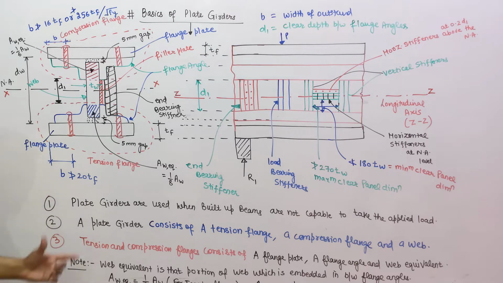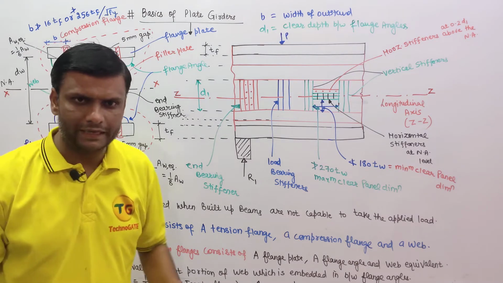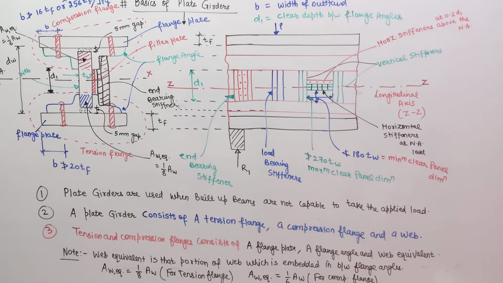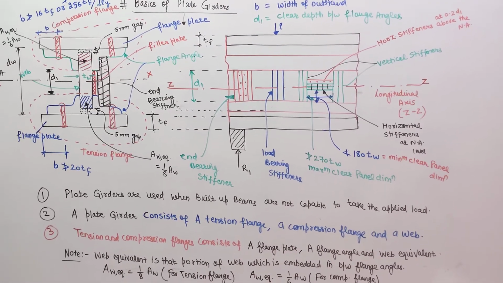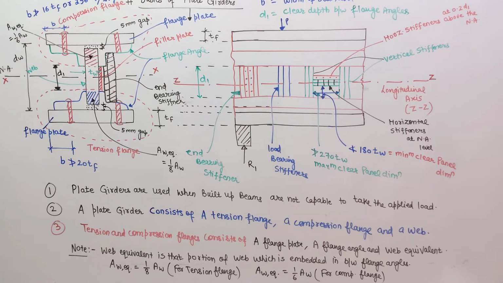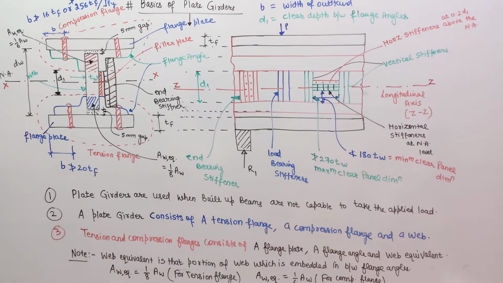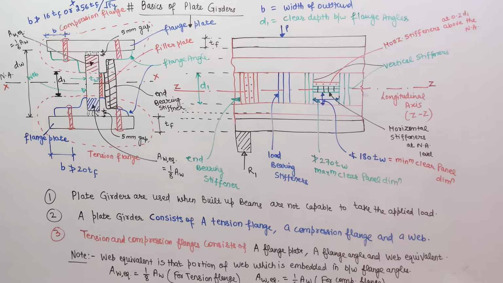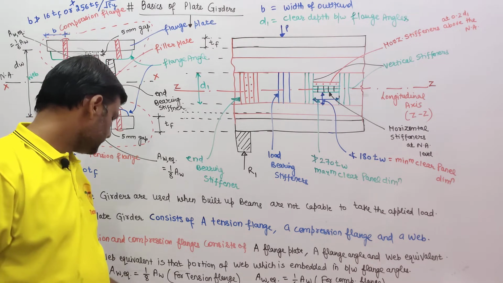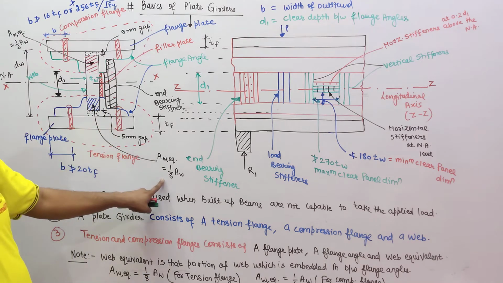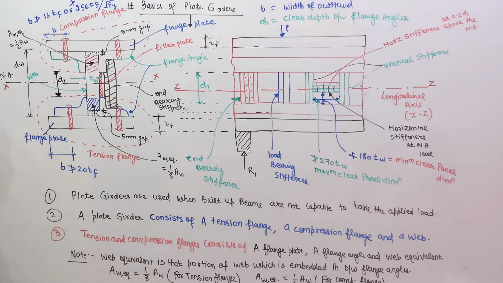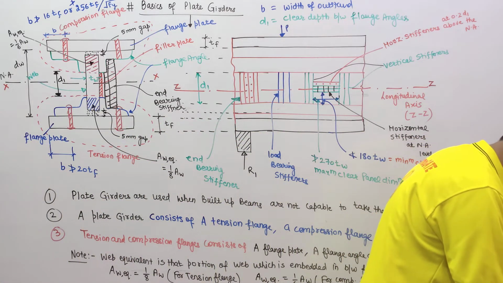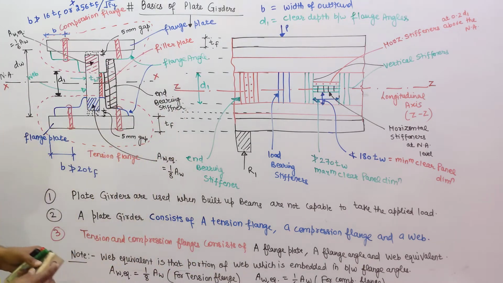So if I am concluding, plate girders are generally used when the built-up beams are not capable to take the applied load. The second point, a plate girder consists of generally a tension flange, a compression flange and a web. Tension and compression flanges generally consist of flange plate, flange angle and web equivalent, and web equivalent is 1/8 times of total area of web for the tension flange and 1/6 times of total area of the web for compression flange. Please note it down very fast. These are the 3 points.